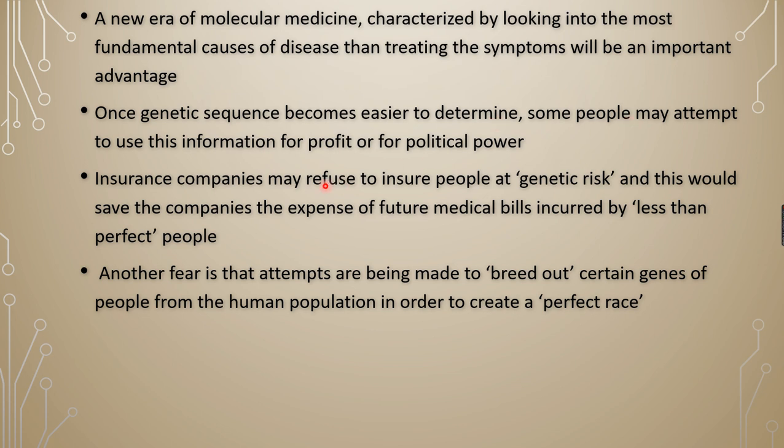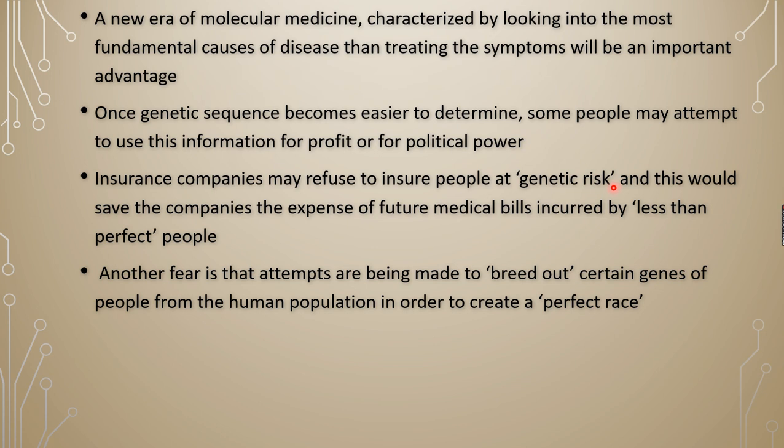Some people may attempt to use this information for their profit or for political power. Using it before childbirth to detect genetic abnormality is okay. But if this information is passed to some other person who uses it for their benefit, profit, or political power, then it won't be good. Insurance companies refuse to insure people who have genetic disease. These persons are called genetic risk.